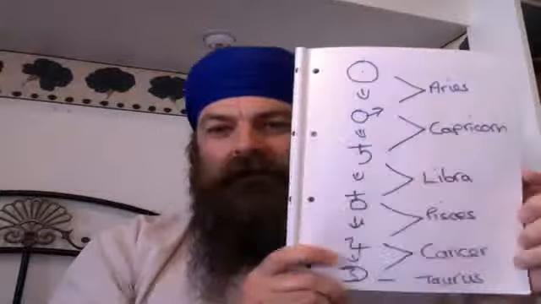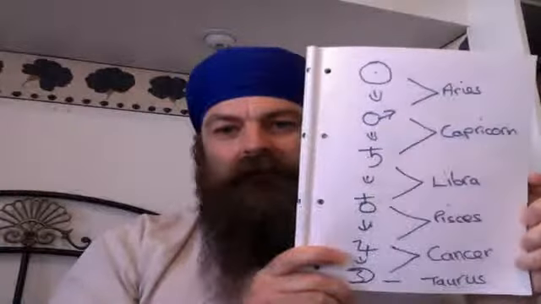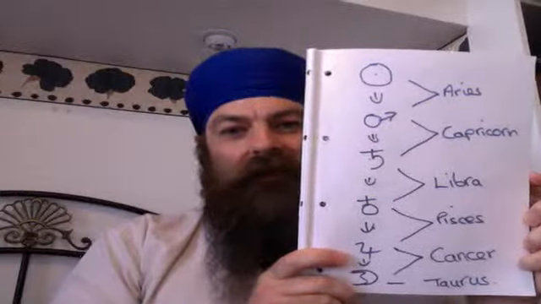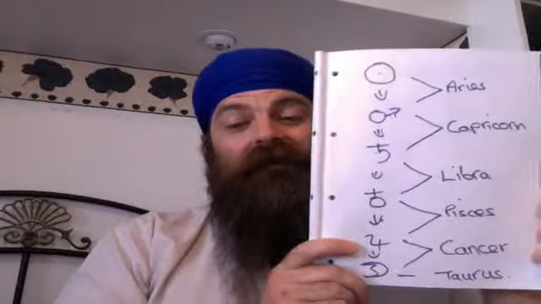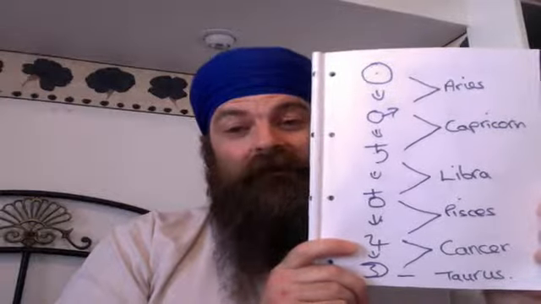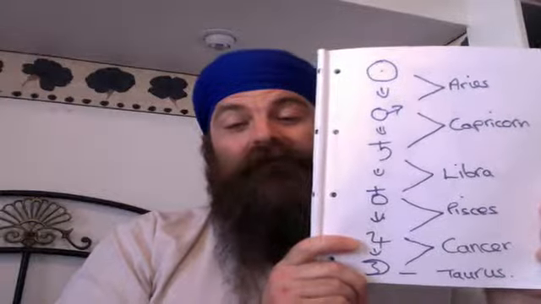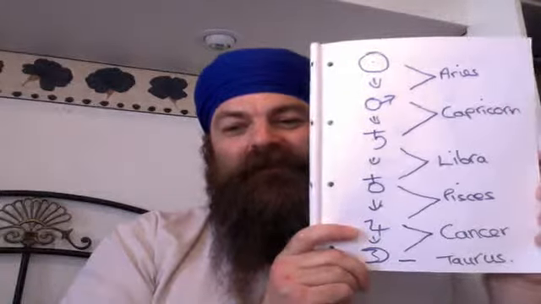The Sun is in exaltation in Aries, and Aries is ruled by Mars. Mars is in exaltation in Capricorn. Capricorn is ruled by Saturn. Saturn is in exaltation in Libra, and Libra is ruled by Venus. Venus is in exaltation in Pisces, and Pisces is ruled by Jupiter. And Jupiter is in exaltation in Cancer, and Cancer is ruled by the Moon.